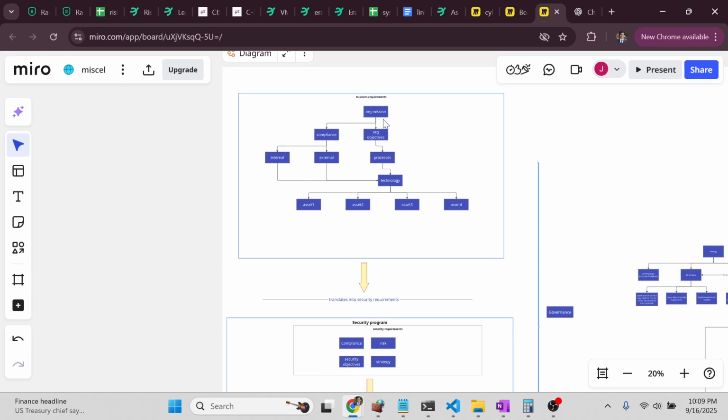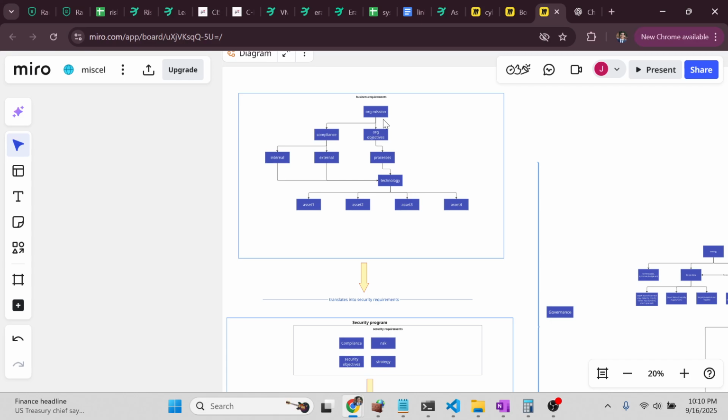So let's see. In the business requirement, every organization implements security for a purpose. For example, they have a web application, a website, a portal that customers are accessing, and they want the portal to be active. They don't want hackers to take it down. If they take it down, there will be revenue loss, and the business doesn't want that. So these are business requirements.